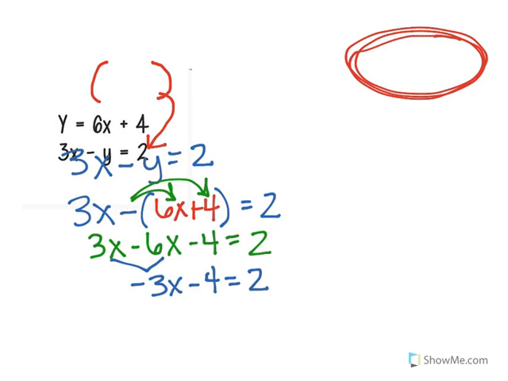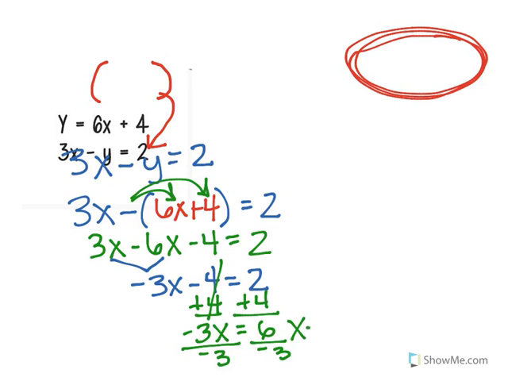And I want to isolate x, so I'm going to add 4 to both sides. That cancels out, leaves me with negative 3x on this side and 6 on the other. Then I divide by negative 3 on both sides, and I get x equals negative 2.